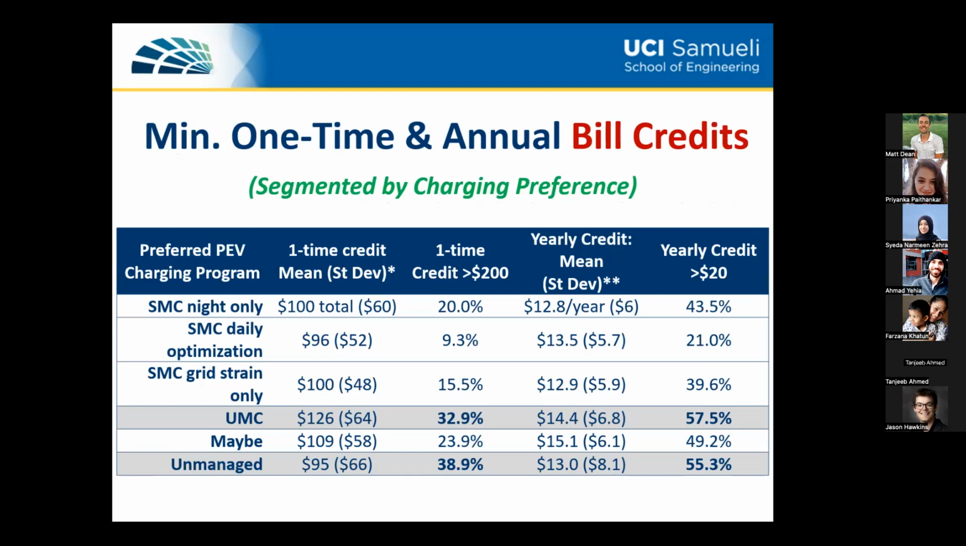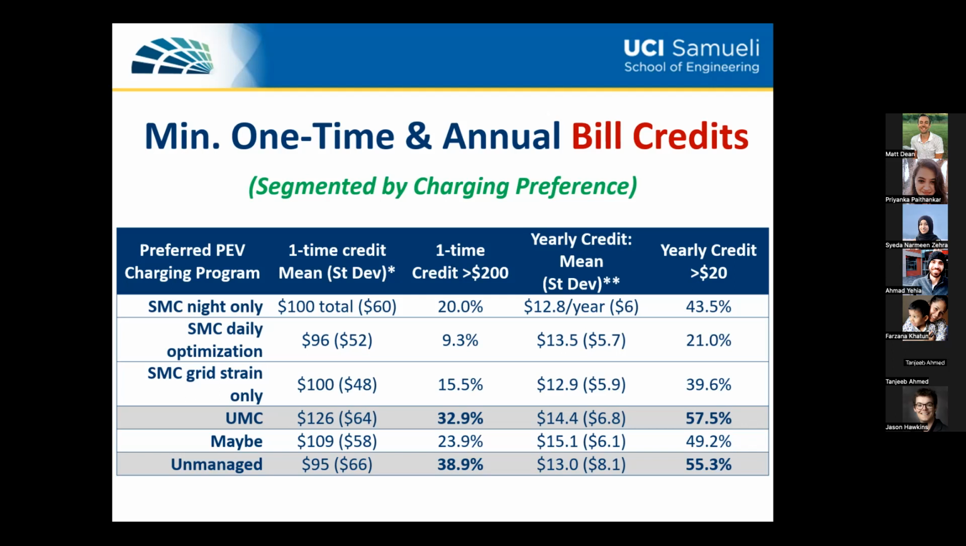This is showing the breakdown by preferred charging style. One-time credits were lower for individuals preferring supplier-managed charging outright. This is $100, $96, $100 compared to those who wanted user-managed charging, which was $126 on average. Those who are on the fence with supplier-managed charging only need an additional $9 to $13 to get them there. This next column on the right is the yearly or annual credit.